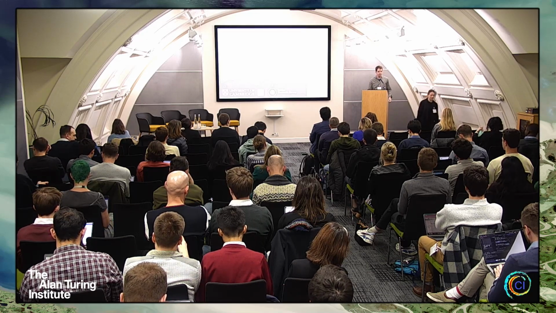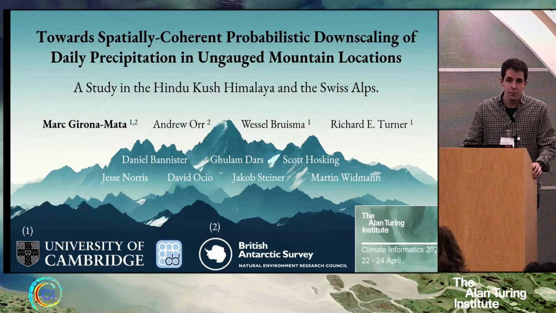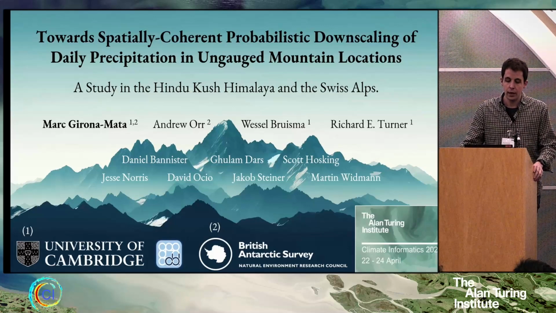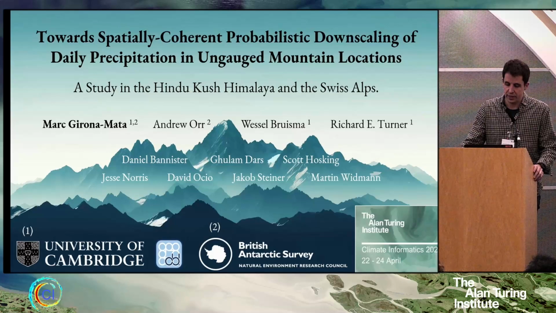Thank you. Right. Thanks very much. My name is Mark Gironamata, and today I want to talk to you about some work I've done on trying to downscale in a probabilistic way daily precipitation in ungauged mountain locations and building some spatial coherence. This is work we've done with collaborators, Andrew, Vessel, and Richard, but it also builds upon other work that I've done with other collaborators, also mentioned here. So it's really a joint effort.